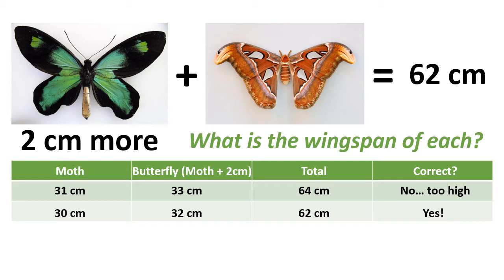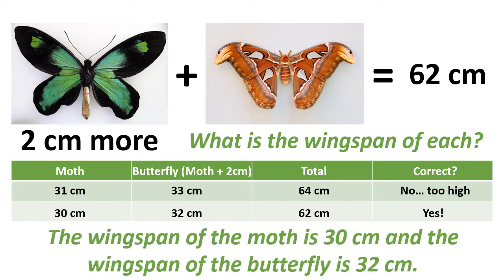Now remember, the chart is not your answer, so we need to write the wingspan of the moth is 30 centimeters and the wingspan of the butterfly is 32 centimeters.